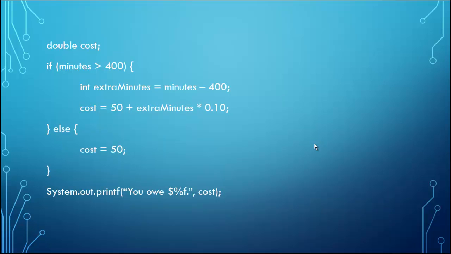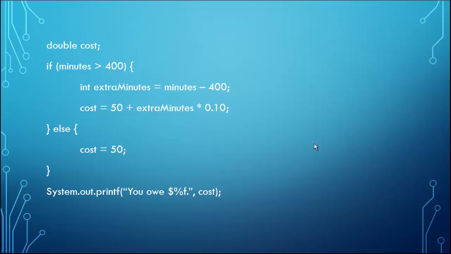So now we say, well, if you go over 400 minutes, here's how I figure out your cost. It's $50 plus the cost of the extra minutes. Else, so if you don't go over 400 minutes, then cost is just equal to 50. This splits it into two pretty clear different scenarios and is a little bit easier to understand.